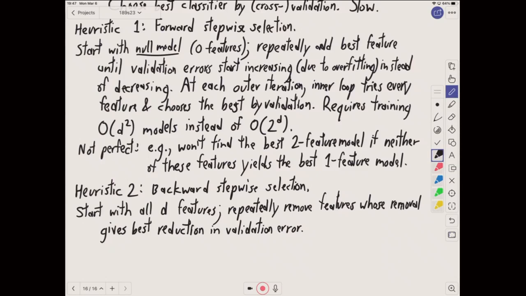Once again, you have a doubly nested loop. The outer loop is removing one feature at a time. The inner loop is trying each feature to see what's the best feature to throw away. The outer loop can terminate early if there's no feature that you can throw away that improves your validation accuracy. Once your validation accuracy is not improving anymore, you stop the outer loop. You stop the whole algorithm. And hopefully it's obvious that this, in the worst case, also trains d-squared models.